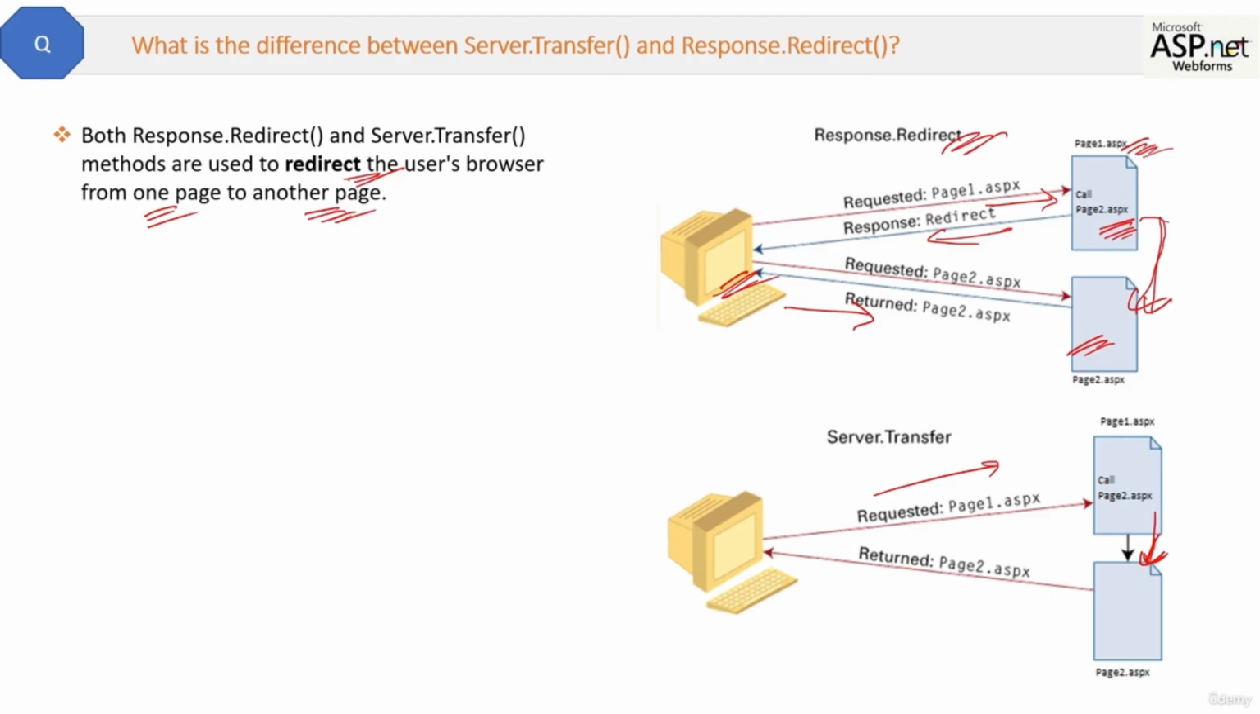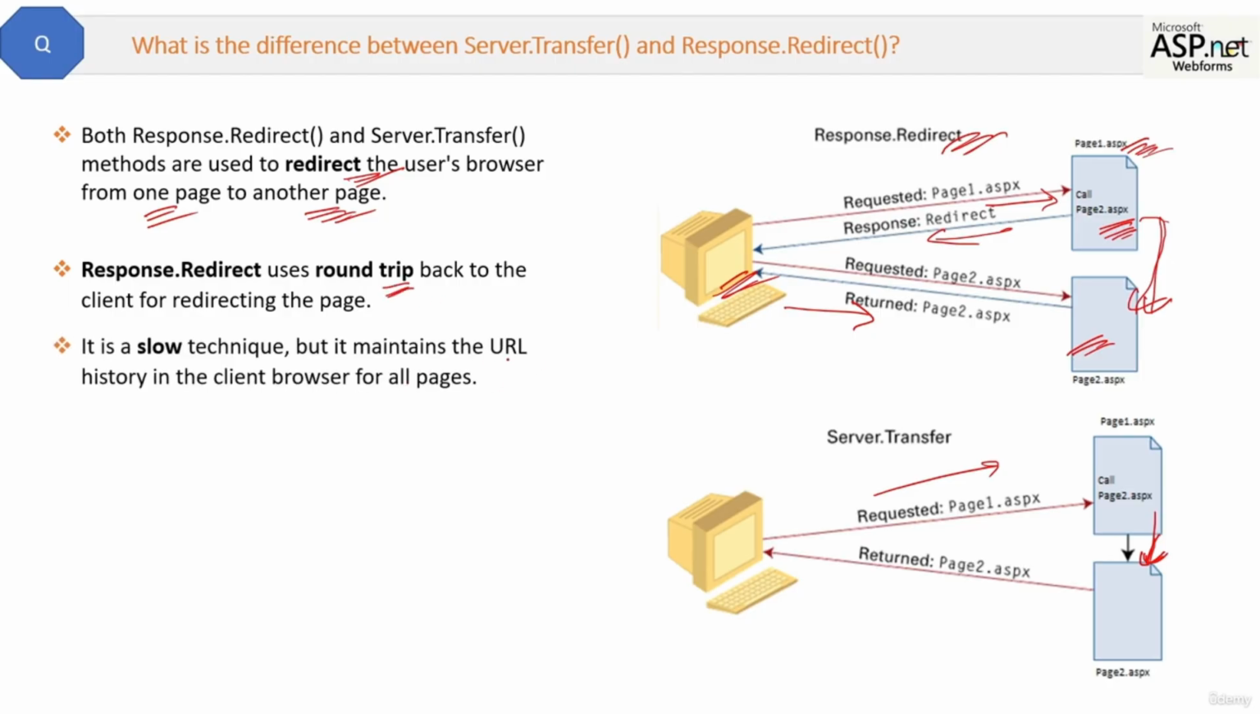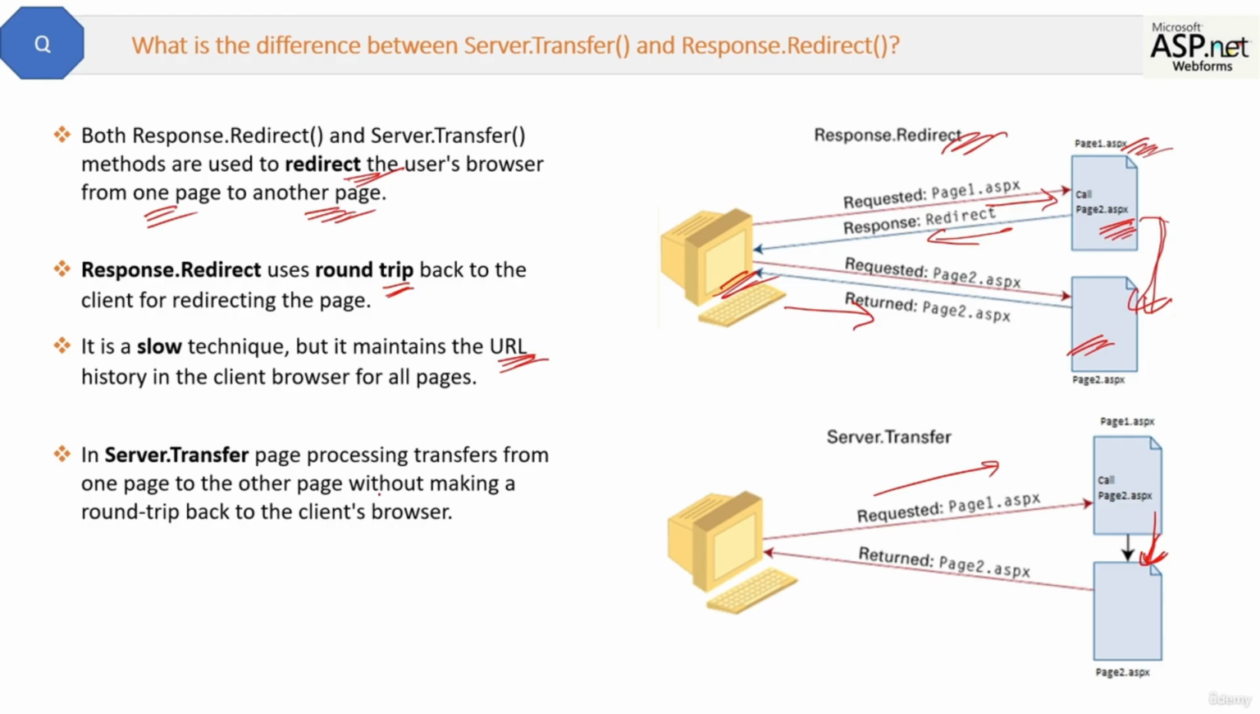So this is server.transfer, and the definition is: response.redirect uses round trip back to the client for redirecting the page. It is a slow technique, but it maintains the URL history in the client browser for all the pages. Okay, so if you are an end user, then you know, okay, I visited page 1 and page 2 in the browser history section. Now in server.transfer, page processing transfers from one page to another page without making the round trip back to the client browser.